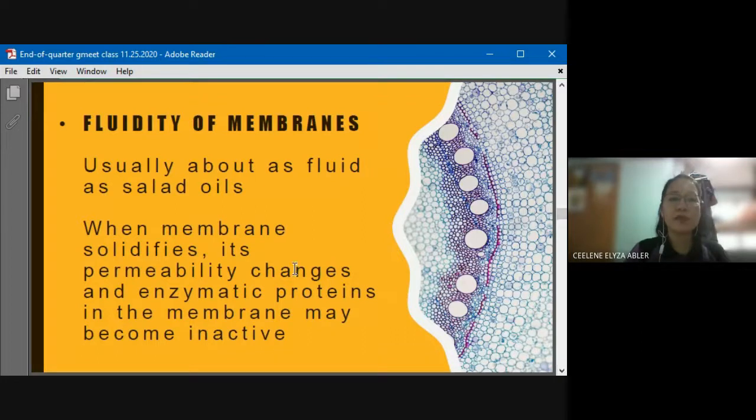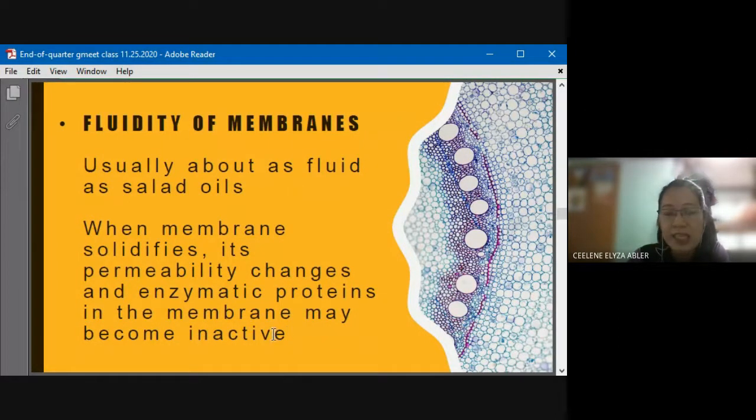Alright? So, the fluidity of your membranes, class, is just like your oils. So, halimbawa, if it solidifies, class, so the permeability actually changes. So, medyo, halimbawa, medyo malamig ang panahon, or we have it's a winter na season, kaya nga nag-hibernate ang some of the animals, and most of the plants actually die out during that time or become inactive. It's because yung enzymatic proteins then in their cells are actually becoming inactive too.